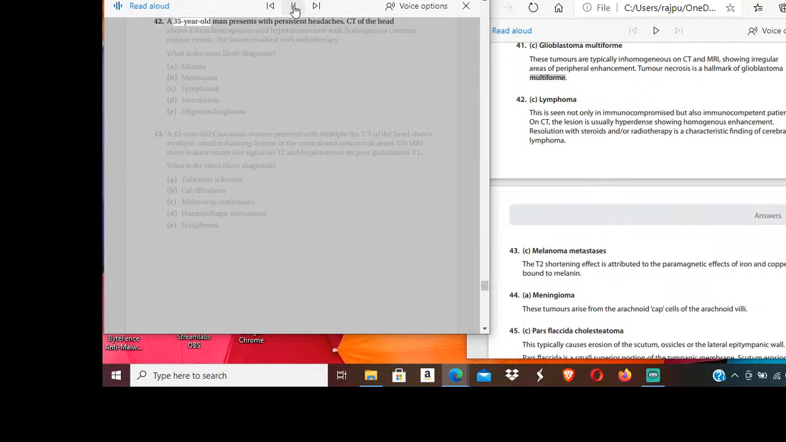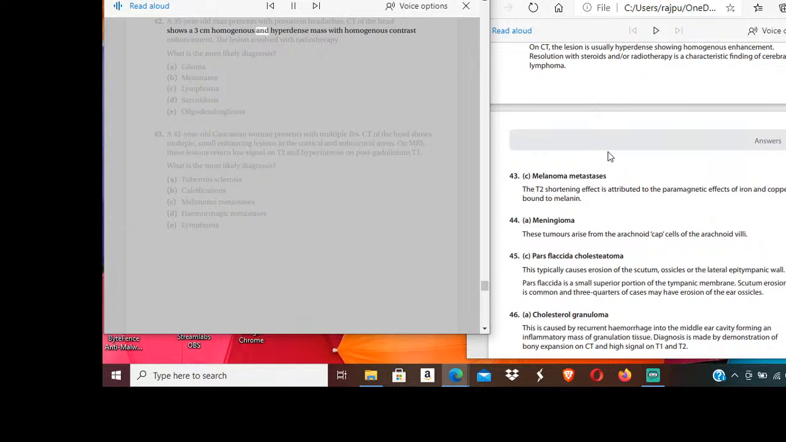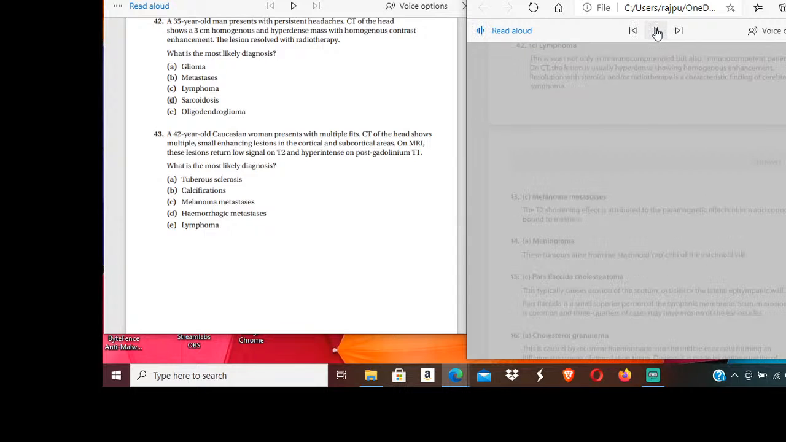42. A 35-year-old man presents with persistent headaches. CT of the head shows a 3 cm homogeneous and hypodense mass with homogeneous contrast enhancement. The lesion resolved with radiotherapy. What is the most likely diagnosis? A. Glioma. B. Metastases. C. Lymphoma. D. 42. C. Lymphoma.